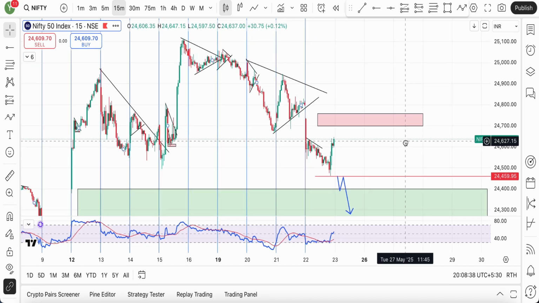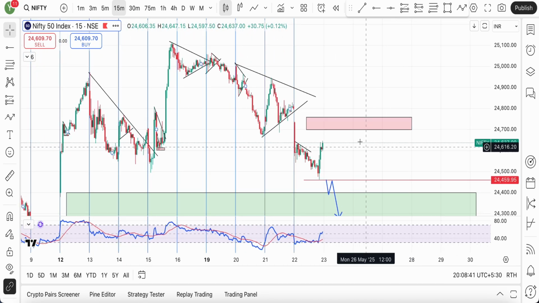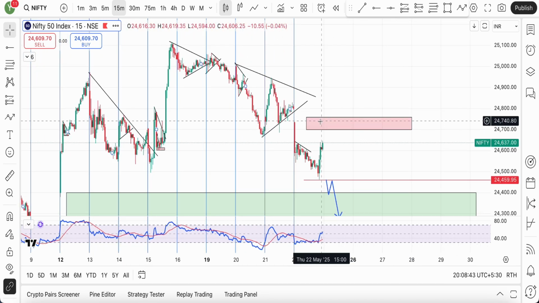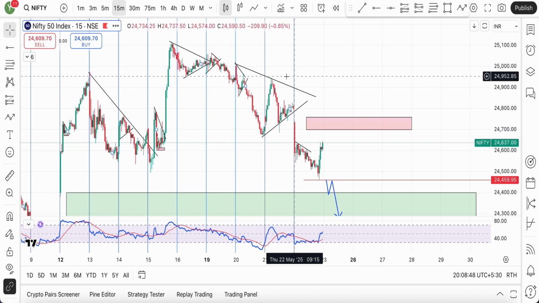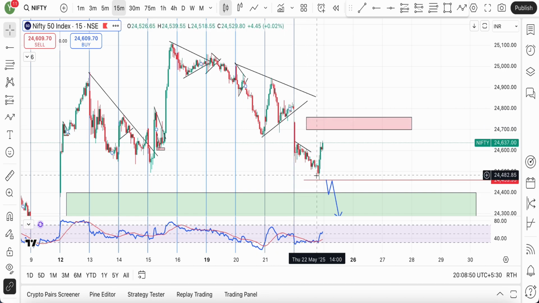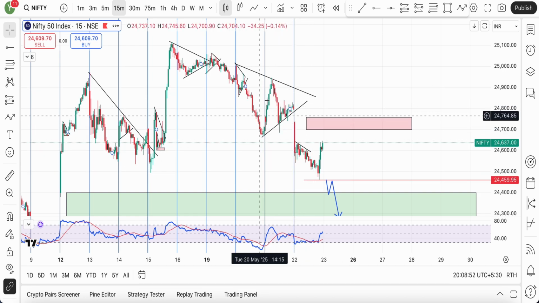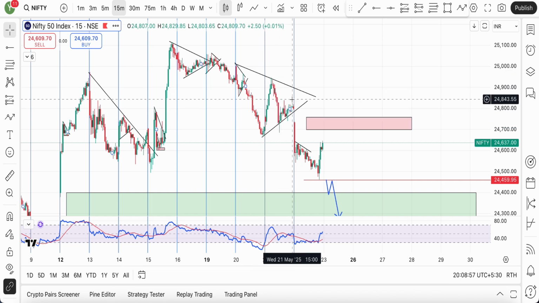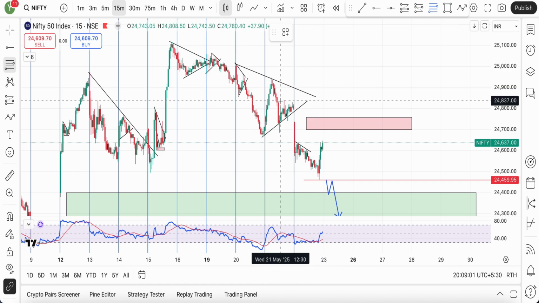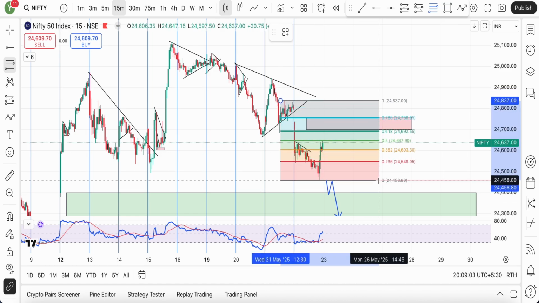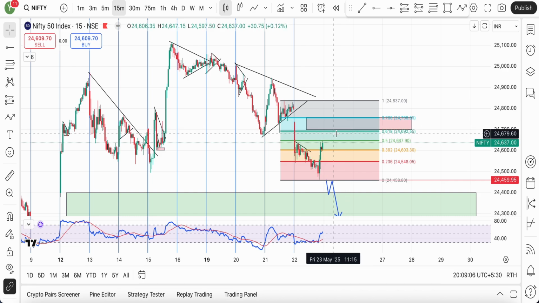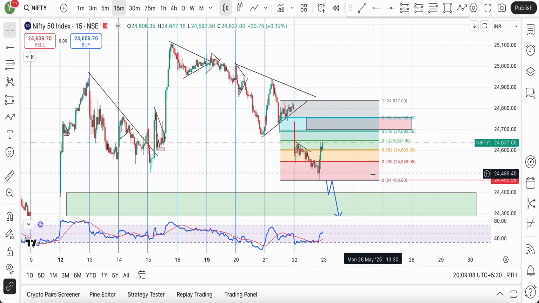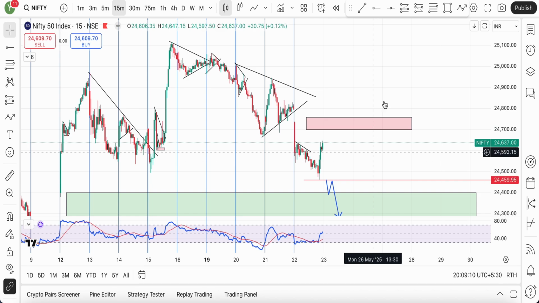For a long trade, ideally, long should be created above this particular zone only. In case the market has to continue the bullish move, just a second, guys. This was the zone as per the 75 minutes time frame, but market gave a pullback around here. So, if we take this particular fib from this high to today's low, 0.5 to 0.618 is here. Both the areas are quite close by.